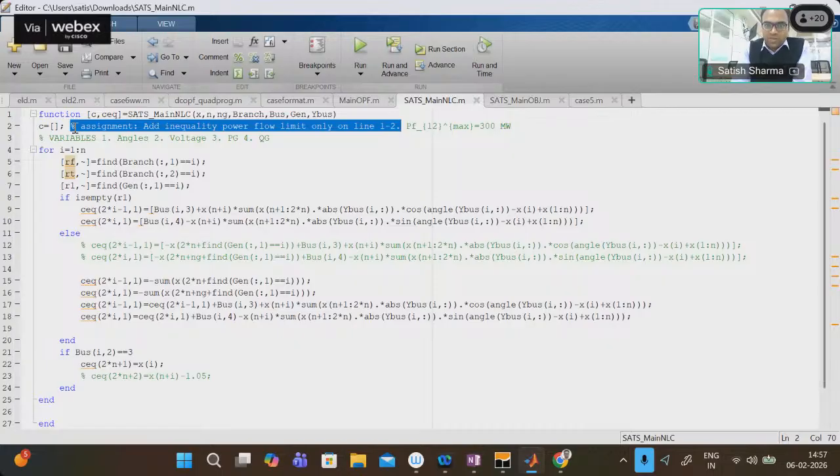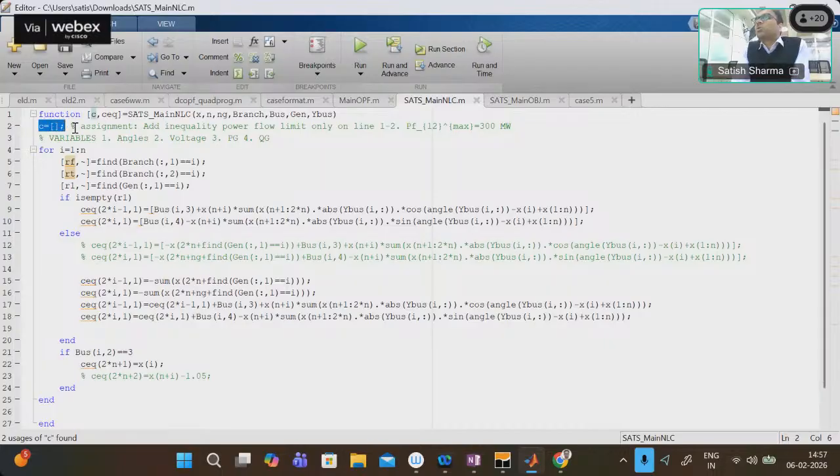Okay, so let's say the maximum power flow of line 1 2 is 300 megawatt, and what will be the output in that particular case? You have to remove this C equals to empty part for sure, because I am not using any line flow limit. So I have kept it as empty, that okay, I don't have any inequality or no linear inequalities.